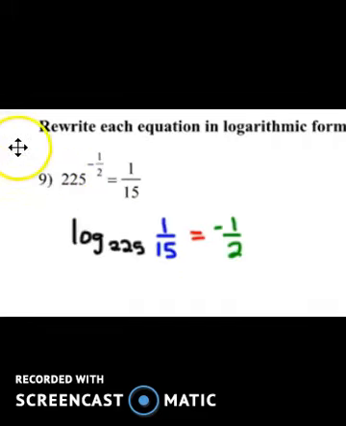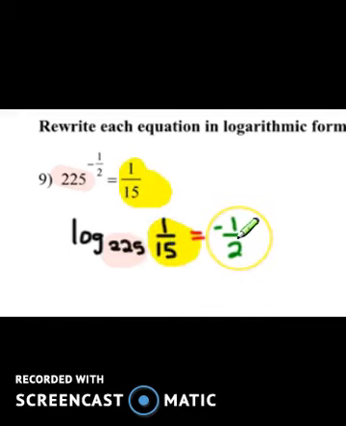In problem number 9, we're going to take an exponential equation and rewrite it as a log. So my base is 225. So I have log base 225. Remember, the purpose of the log is to get rid of the exponent. So I have log base 225 of 15 is negative 1/2. And that makes sense because if I take 225 to negative half power, I'm going to get a fraction, which is 1 over 15.